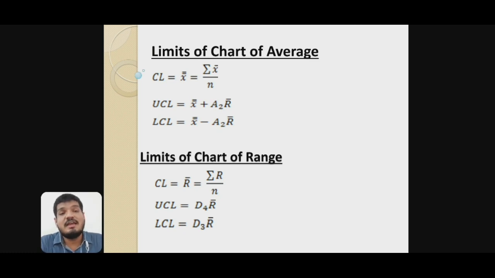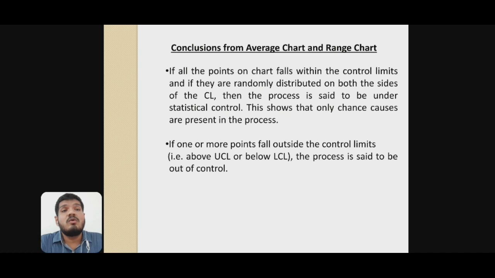Okay. Now CL, UCL and LCL for the R chart, that is for range. CL is given by R bar, that is summation R upon N. UCL is given by D4 R bar and LCL is given by D3 R bar. So with the help of all these formulas, we can easily find the values of CL, UCL and LCL for the R chart as well as the X bar chart. Clear? Yes.